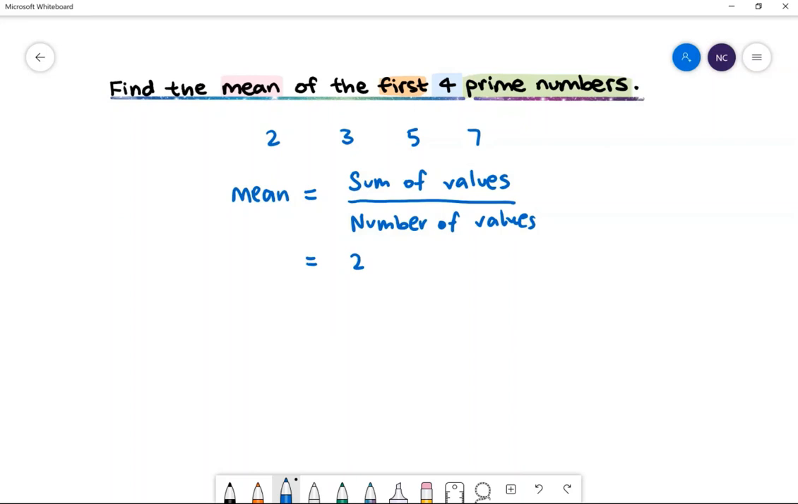The sum of the values will be 2 plus 3 plus 5 plus 7. The number of values is 4. The numerator becomes 17 and the denominator remains 4. Therefore, the mean of the first 4 prime numbers is 4.25.